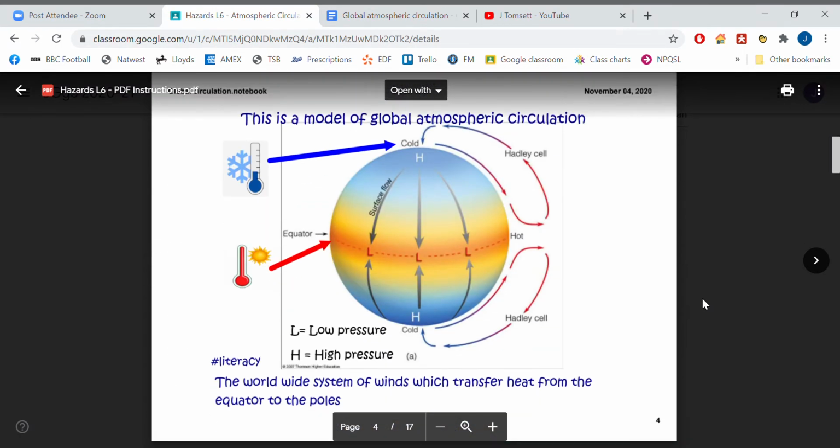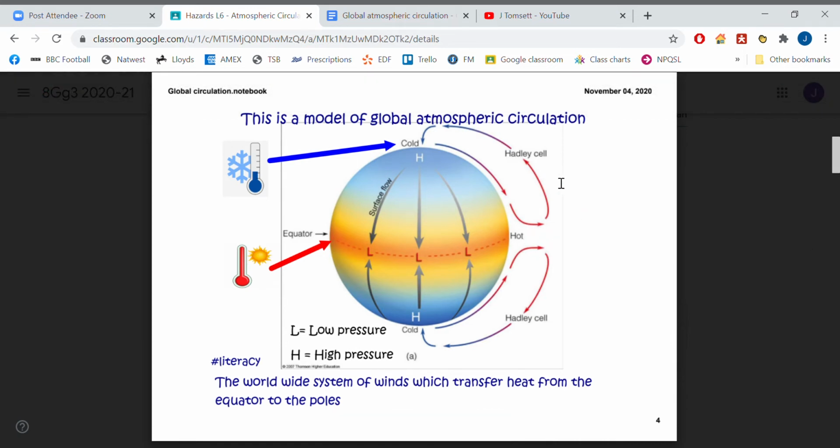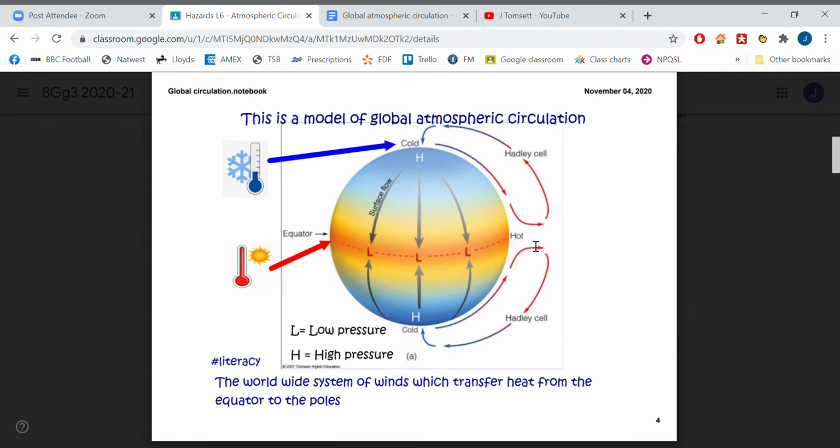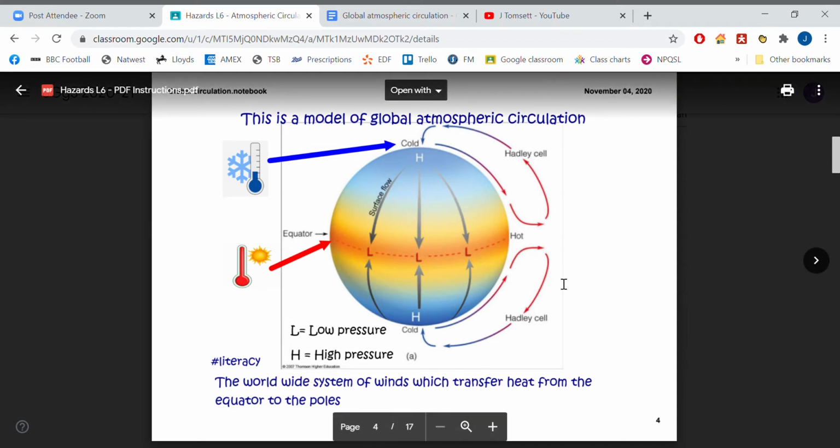So this is a simplified model of atmospheric circulation. Now basically what it's showing you is that hot air is rising at the equator and then it's moving towards the poles and sinking. Okay, and it's a little bit like if you filled your sink with completely hot water and then you put cold water in it. Essentially, the cold water and the hot water will move around trying to share that heat out. Okay, it's because of pressure between the two.